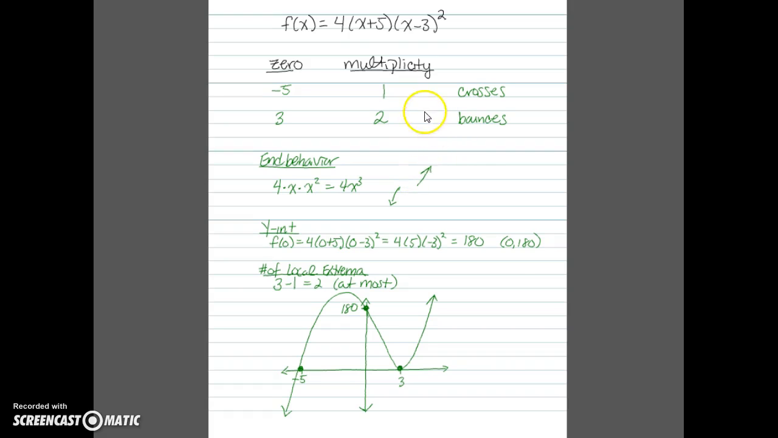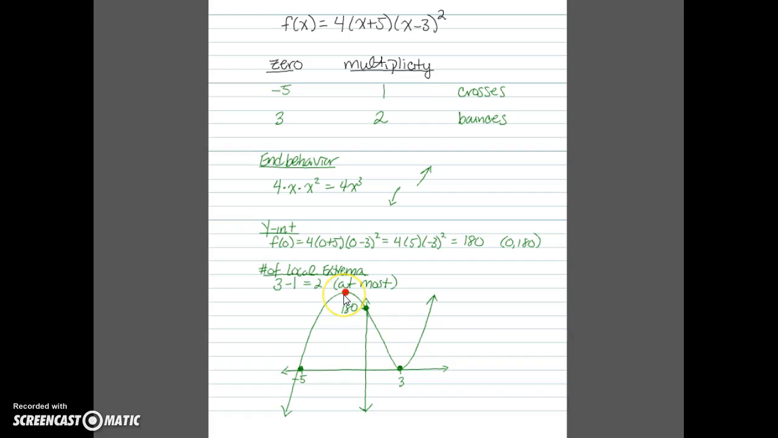Again, I'm looking at all of these things together. The end behavior, it goes down and to the left, up and to the right. I know it has to cross at -5, bounce at 3, and at some point it's going to pass through 180 on the y-axis. I also know that I can't have more than 2 local extrema, and the way I've drawn it, I have a local max here and a local min here, so I have not violated that aspect.